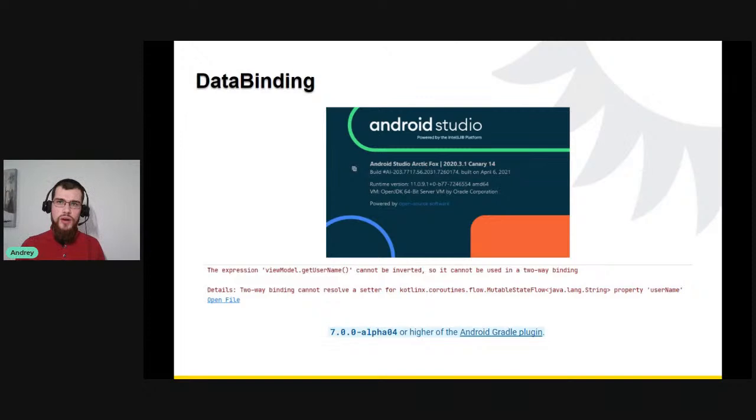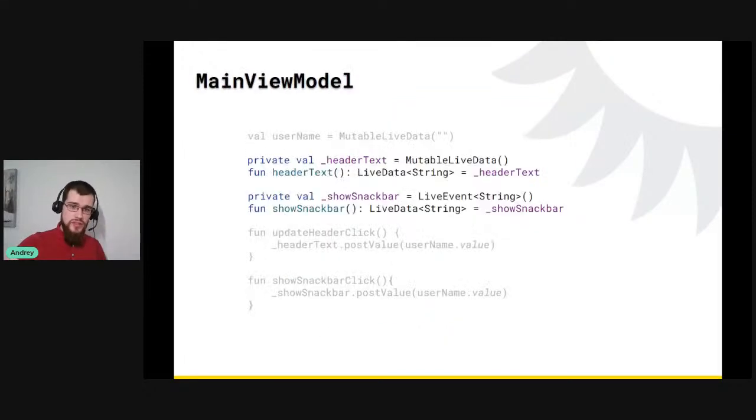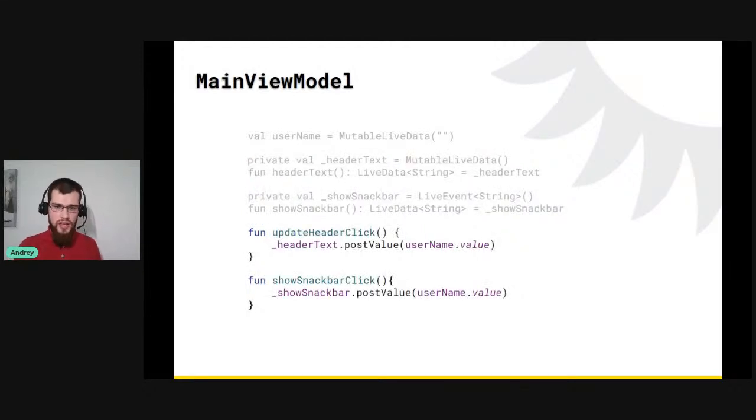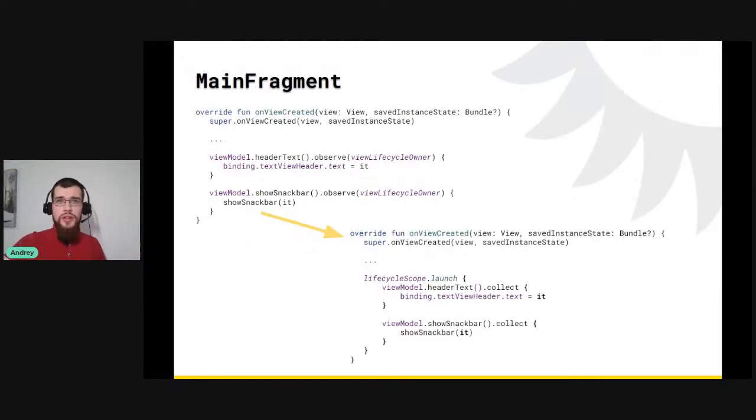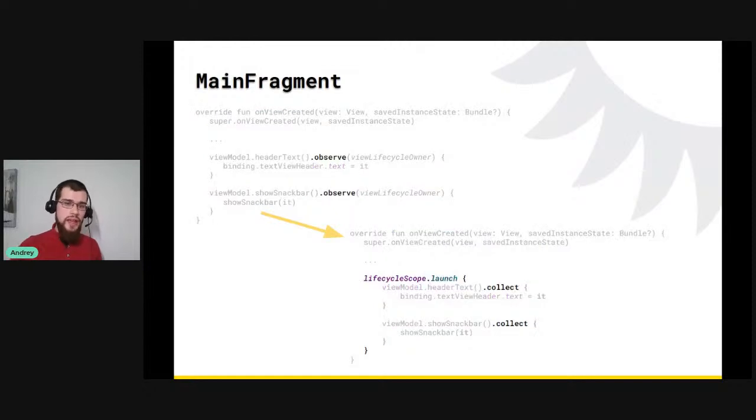Okay, let's go back to our main view model. In our view model, we have two live datas that provide actions to the fragment. So we can click two buttons and post the username to these live datas. I do interaction between view and view model using data binding too. So the only thing that you need to do in the main fragment is just replace observe with collect.